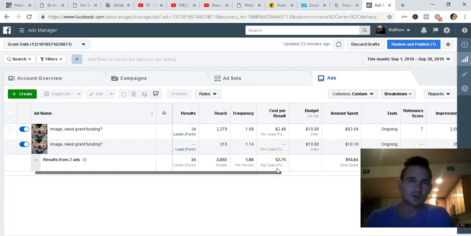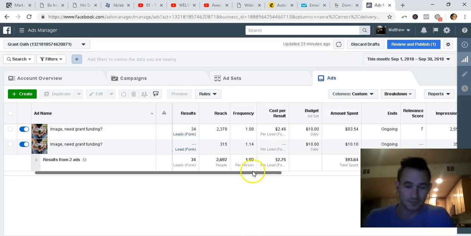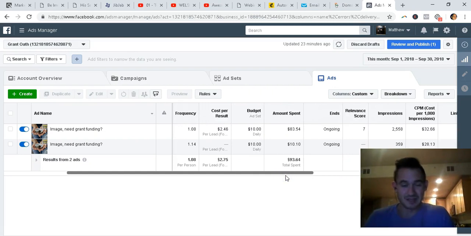We were at $2.70 per lead, which we've been dancing between $2.50 and $3.25 ish. We're at $2.46 per lead right now, which is just ridiculous. I mean, because she can make anywhere, at a minimum $1,500 and up is the minimum.